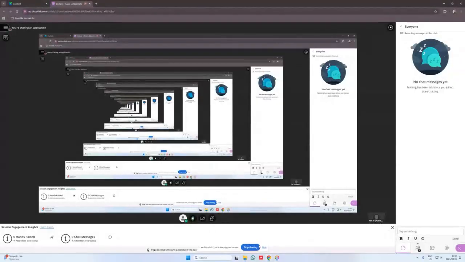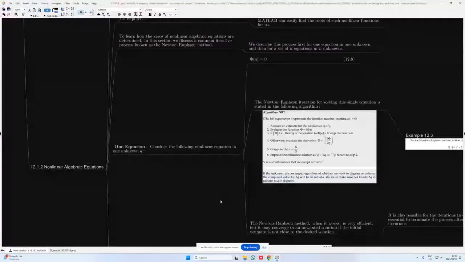All right, before I go on to section 12.1.2, are there any questions so far with regards to the formulations? All right, everything seems quiet at the moment.